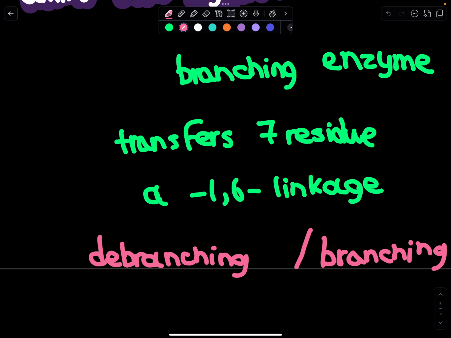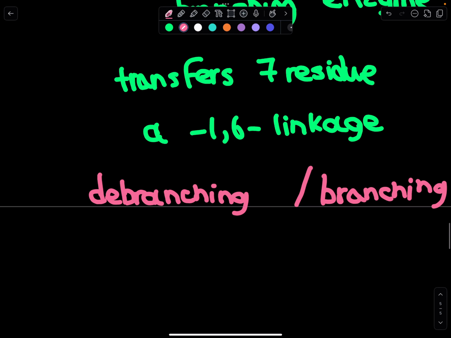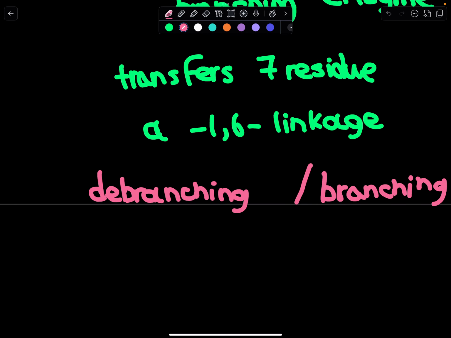So it's a different enzyme. One is a branching enzyme, the other is a debranching enzyme. Can we compare their mechanism of action a bit, these two enzymes?